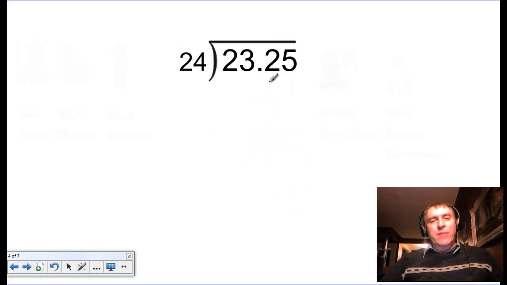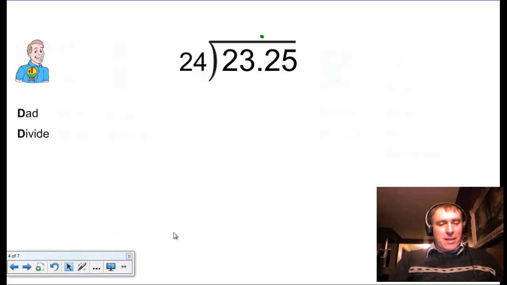What happens if we've got a decimal in the dividend? Well, if you've got a decimal there, all you do is put the decimal straight above itself into the quotient. And then you just basically ignore that it's even there. So, what is our first step? Well, Dad tells us that we need to divide. And so if we divide, we've got 24 into 2. Oh, that doesn't go. That's a 0. 24 into 23. Oh, that's a 0 too.